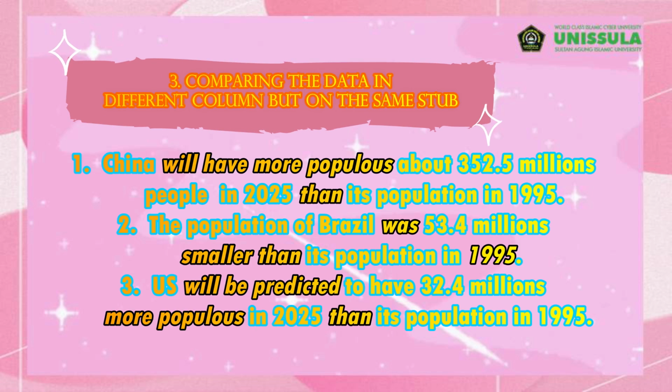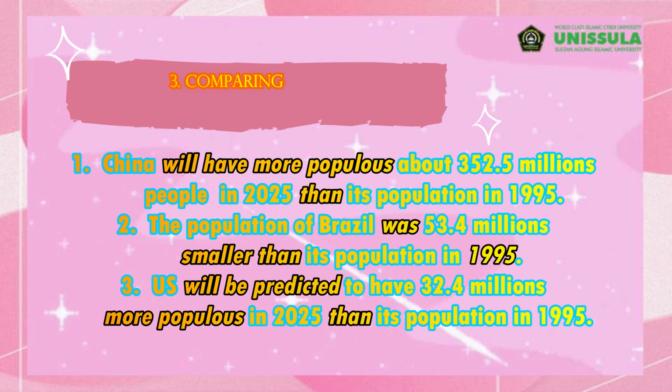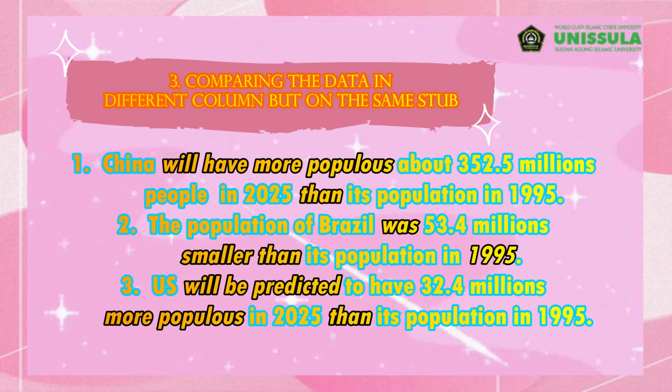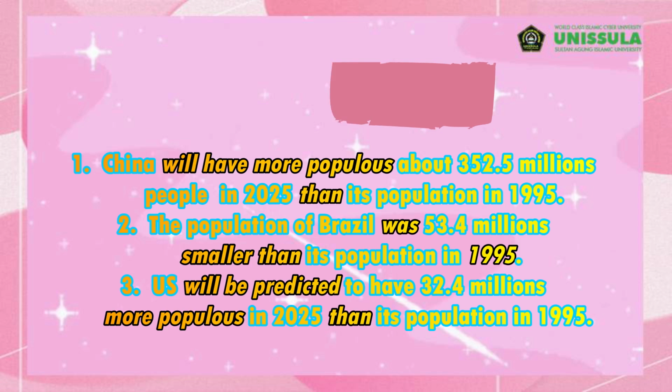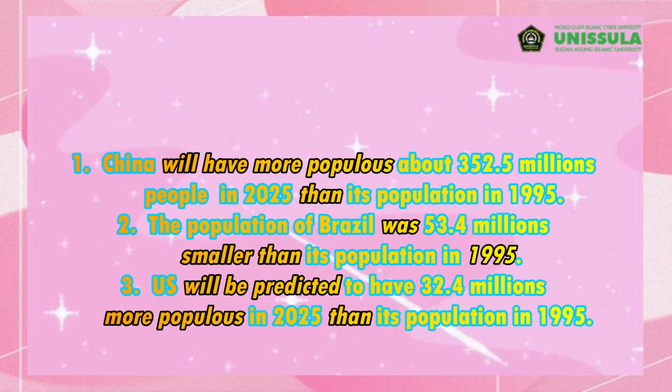1. China will have more populace, about 352.5 million people in 2025 than its population in 1995. So, for the first statement here, comparing about different years.